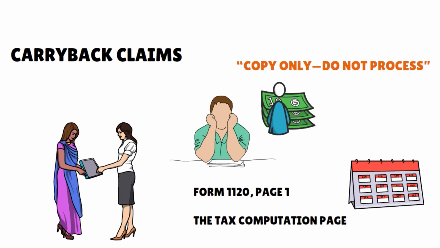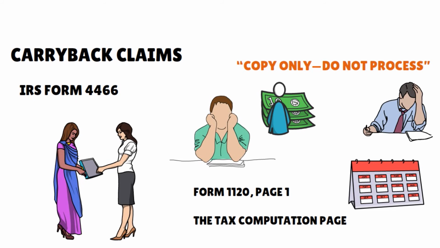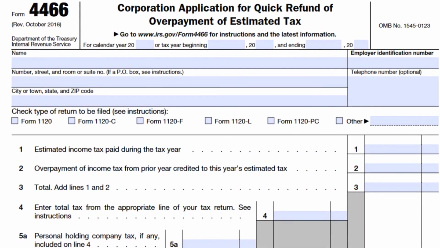You can also apply for a quick refund of estimated taxes for your corporation by filing Form 4466. I'm showing it to you right now on the screen. You have the address of the IRS website and the page where you can download the form, as well as what the form looks like.